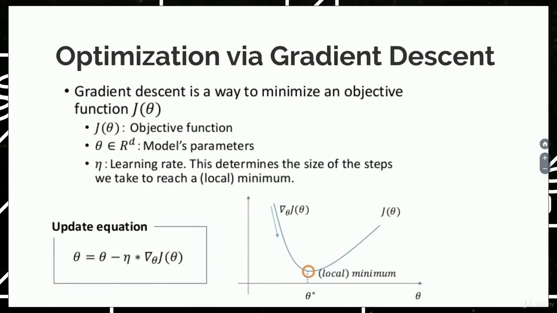So the first would be our optimization via gradient descent. Gradient descent is actually how we train all of these models to optimize their parameters. So here we minimize the objective function, whatever the objective function may be. Typically it's going to be your error. So we're trying to minimize error here, if that would be our objective function, over our model's parameters. Eta here, the Greek symbol, is going to be the learning rate, and it's going to determine the step size of our actual gradient descent.